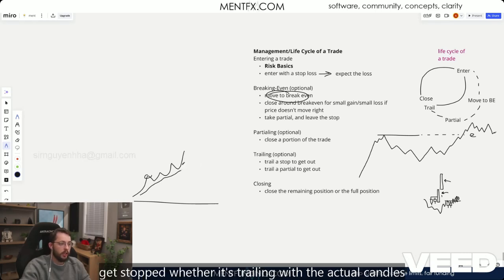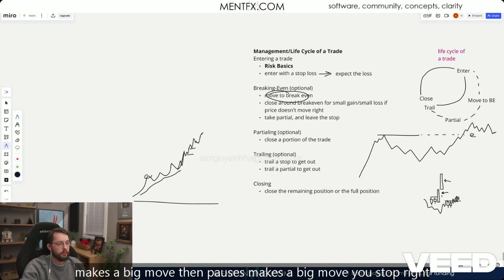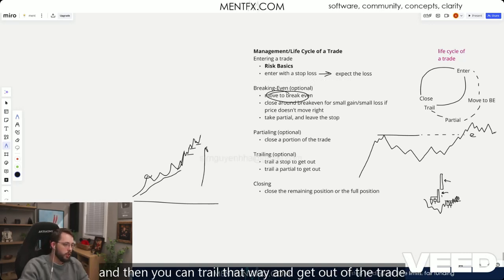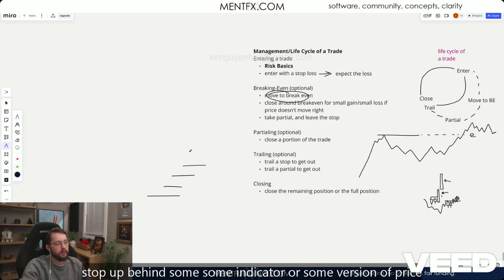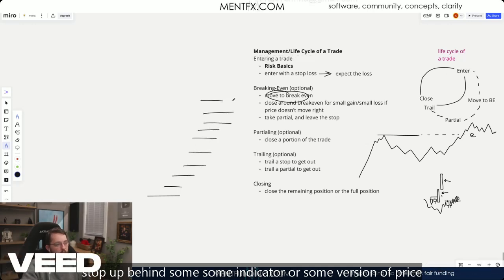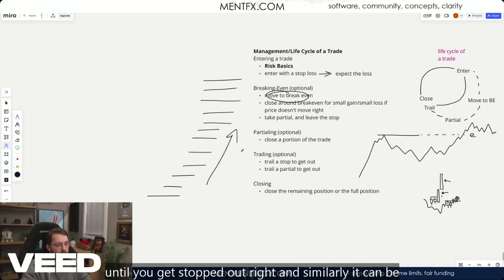Whether it's trailing with the actual candles after they make a big move like this, right? Maybe it goes, makes a big move, then pauses, makes a big move, you stop, right? And then you can trail that way and get out of the trade like that. So these are trailing. Trailing is simply moving a stop up behind some indicator or some version of price until you get stopped out, right?